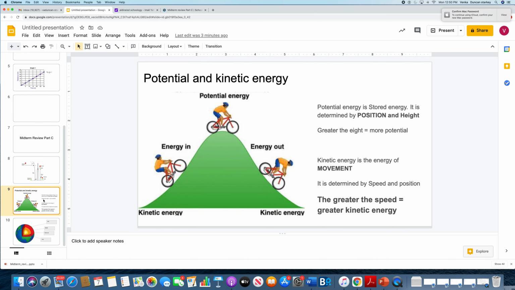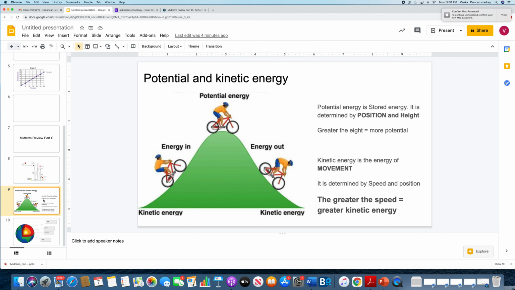As you can see here, this shows you how potential and kinetic energy move. That energy going in, as the rider gets higher, their potential energy increases. As they go down the hill, they move faster and the kinetic energy increases. As you can see, I have here, the greater the speed, the greater the kinetic energy.